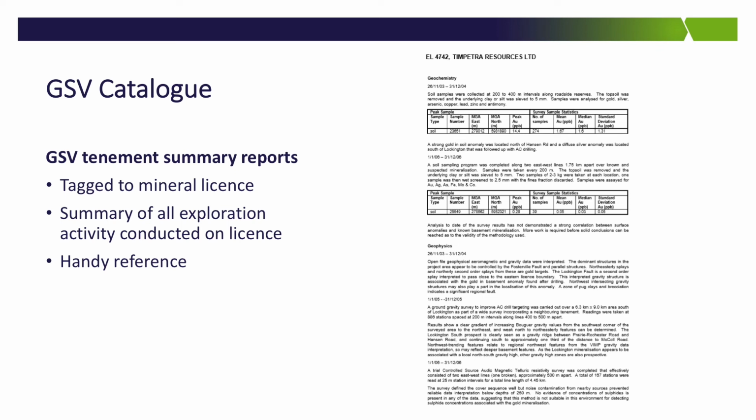This is a page from the summary for the main Lockington license, and you can see there is a section on geochemistry, another section on geophysics. Within that section, you can see in 2005, they did a ground gravity survey. In 2006, they did CSAMT. So you can see it can be that really handy quick reference if you're just wanting that snapshot of the work done or if you're looking for something in particular.